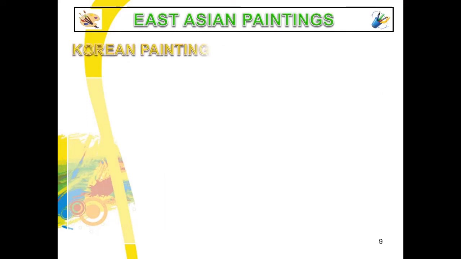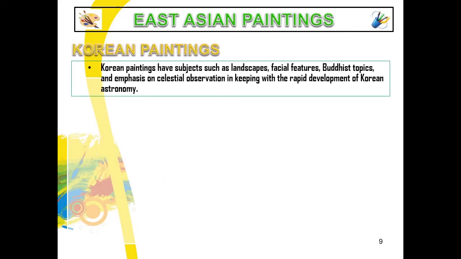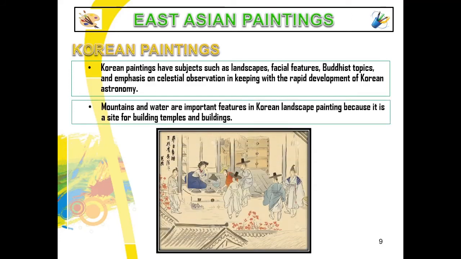Let's talk about Korean paintings. Korean paintings have subjects such as landscape, facial features, Buddhist topics, and emphasis on celestial observation in keeping with the rapid development of Korean astronomy. Mountains and water are important features in Korean landscape painting because it is a site for building temples and buildings. The one that you see is an example of everyday life on the Korea on the old days.